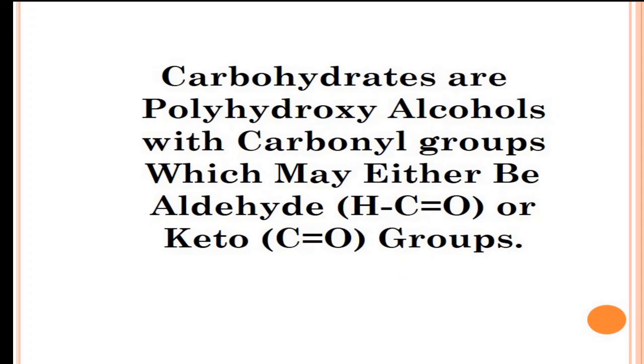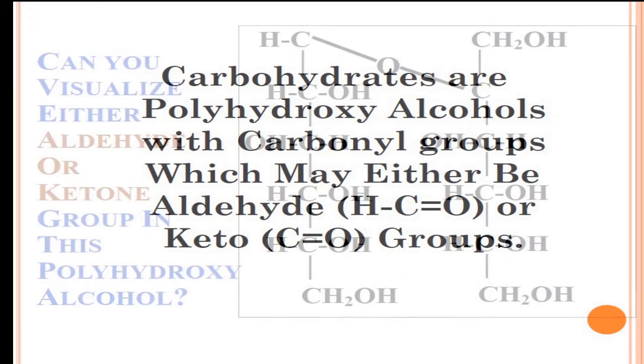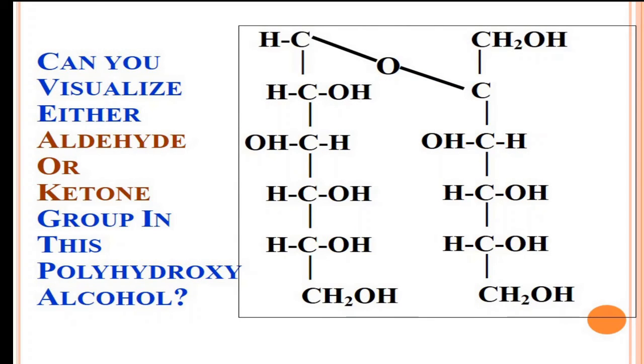Okay, so far the definition of the carbohydrates that we have arrived at is that the molecules possess polyhydroxy alcohols with either an aldehyde group or a keto group attached with them. Students, now look at this big molecule. Can we see any active or free carbonyl group in this molecule? Apparently it doesn't have any.